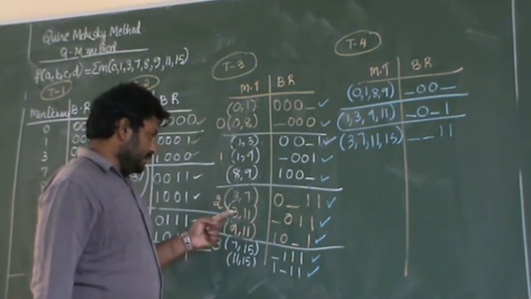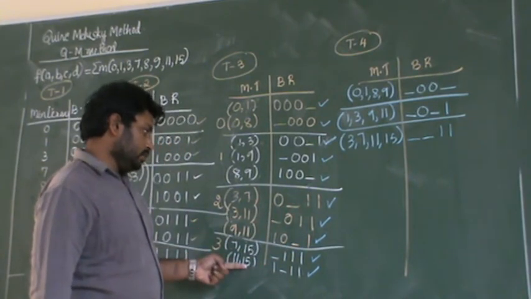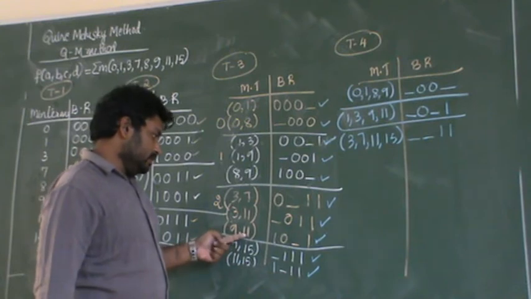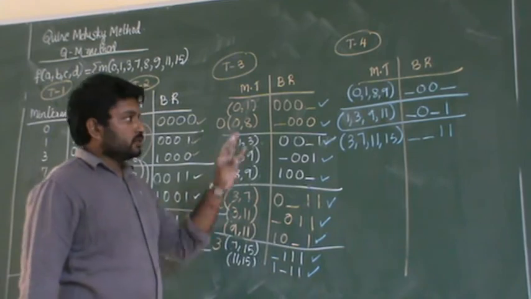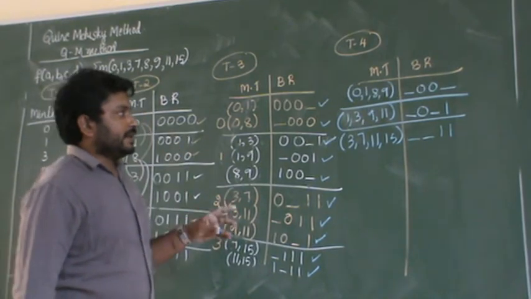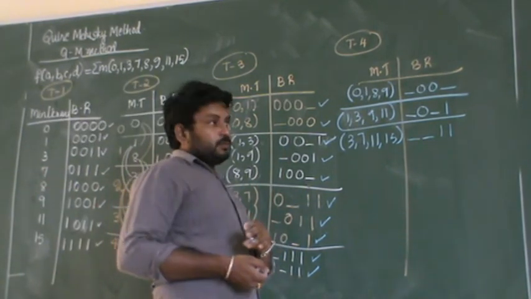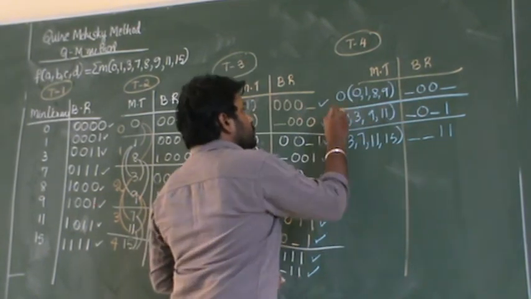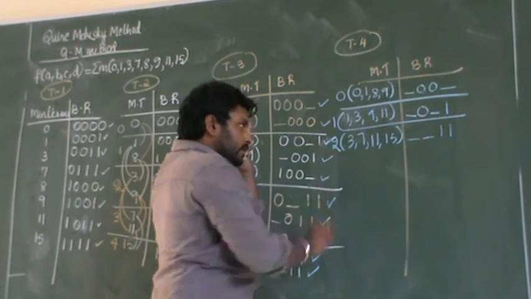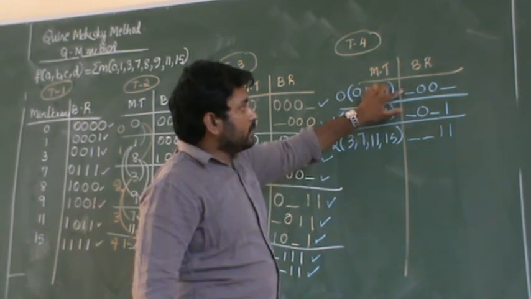9, 11 with 3, 11, and with 11, 15, no, it's not possible. 9, 11 with 7, 15 also not possible. 9, 11 with 11, 15 also not possible. So this is the last thing that I can do. And the table size is possible when I compare this and this. So this is group number 0, group number 1, and group number 2. So now, is it possible to compare this and this?